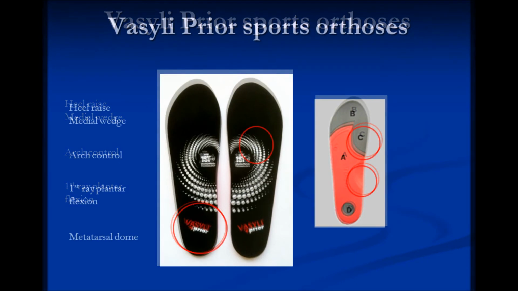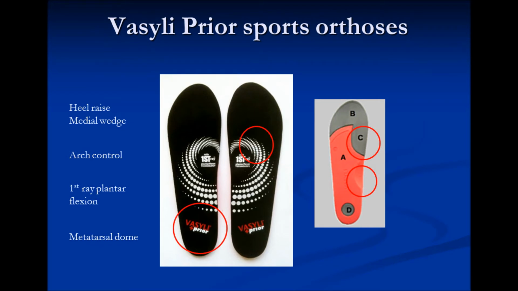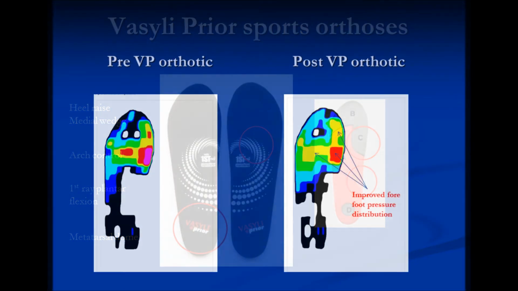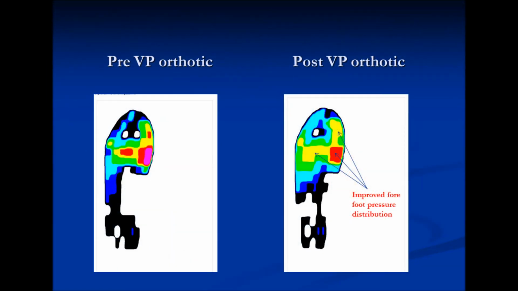There is also a small raise, termed a metatarsal dome, which sits just behind the ball of the foot and helps to improve function through this region. In this example, we can demonstrate how the force beneath the foot is spread out and thus reduced by the orthotic.